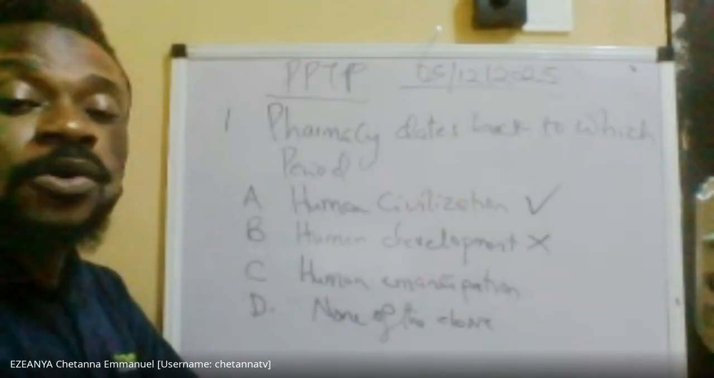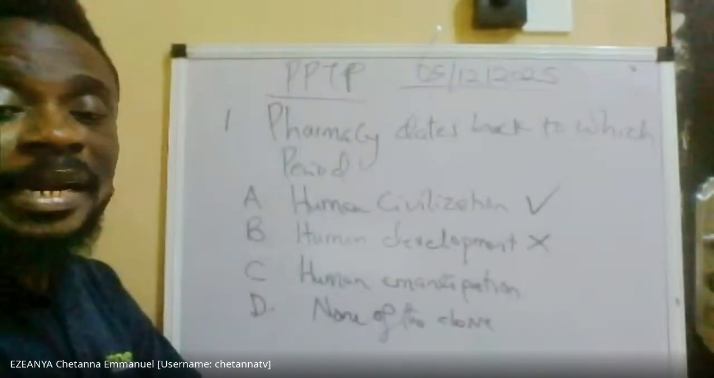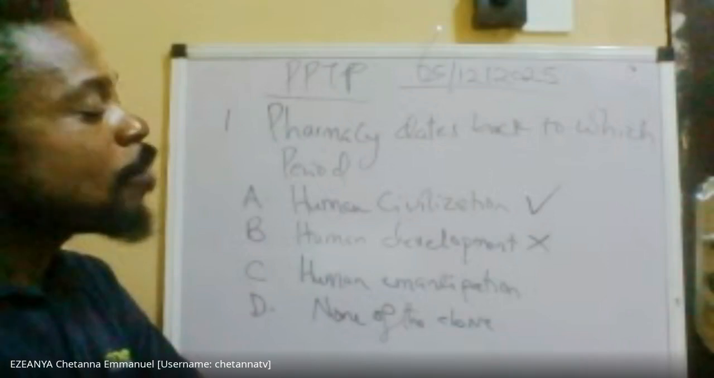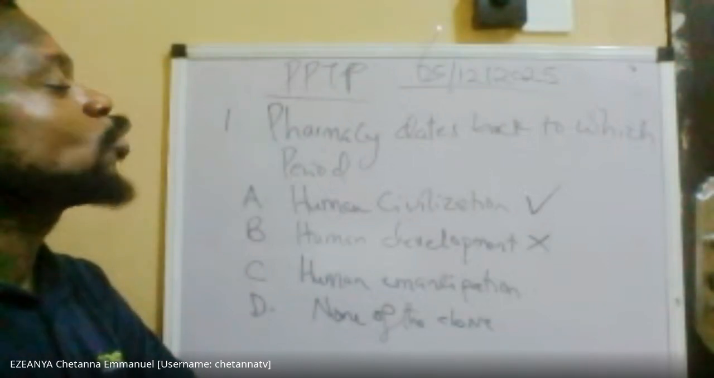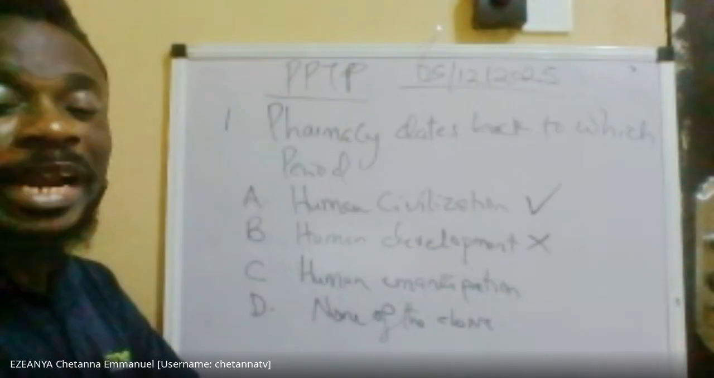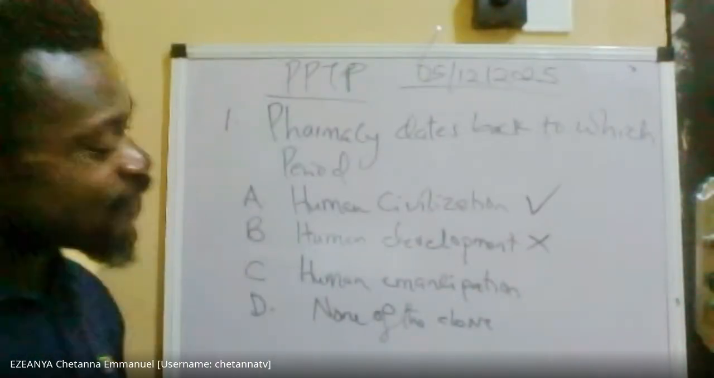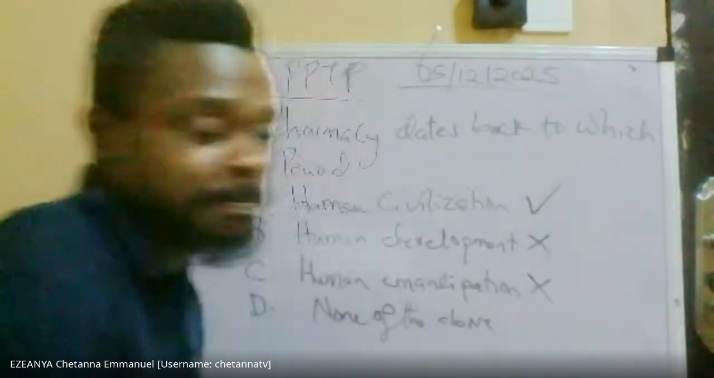C says human emancipation. Human emancipation has no business with what we're talking about, pharmacy history. Human emancipation is a different subject altogether. So they have no business with medicine and pharmacy. So this is not the answer.